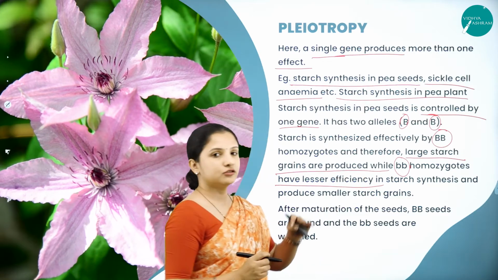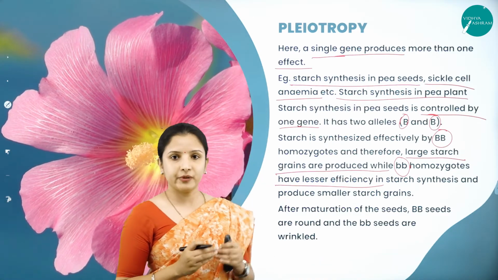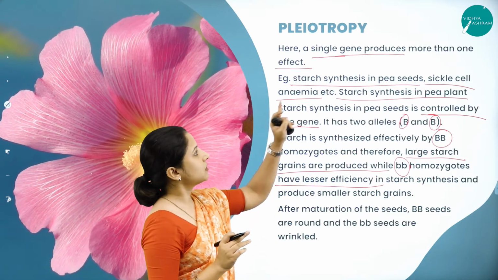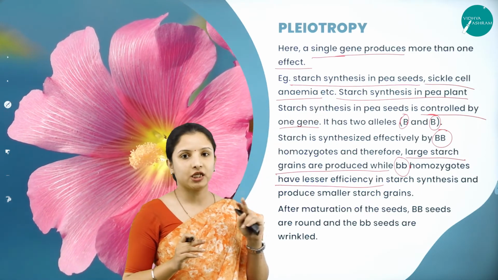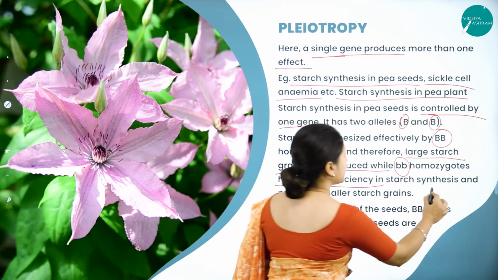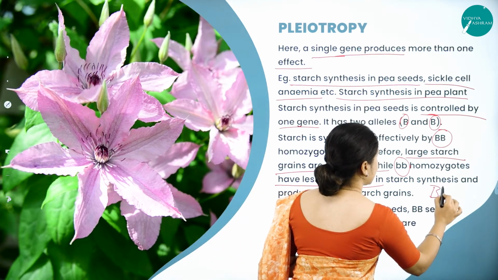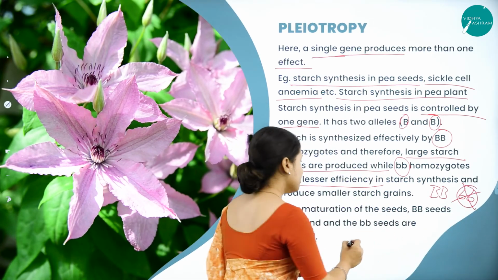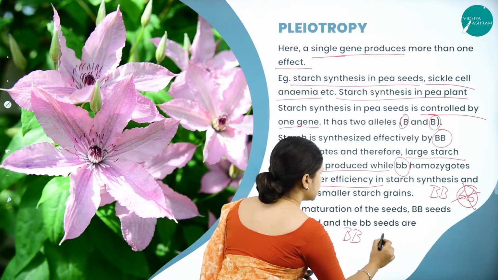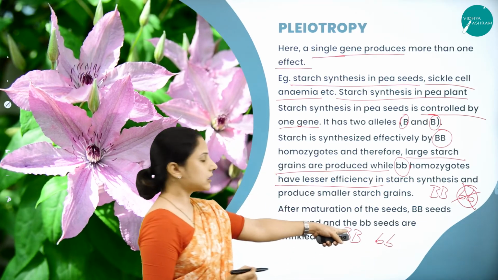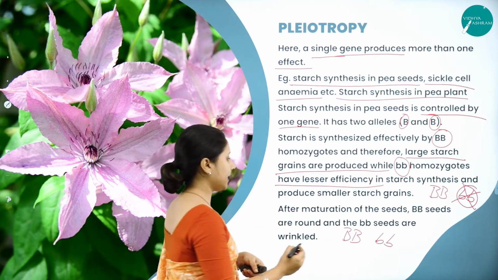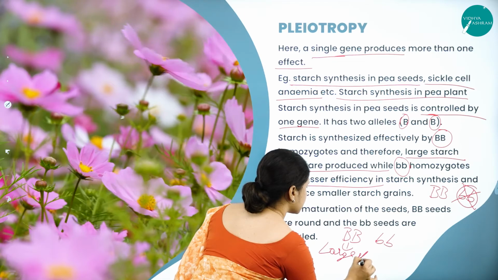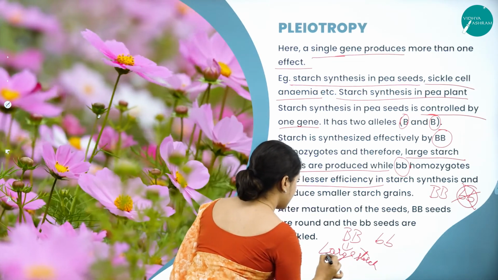Here, I am talking about pleiotropy. One gene will express more than one character. Here it is not that B will get expressed and the other will get suppressed completely. No. Here both will express separately, wherein if both the alleles are dominant, then large starch granules will be produced. Large starch granules.